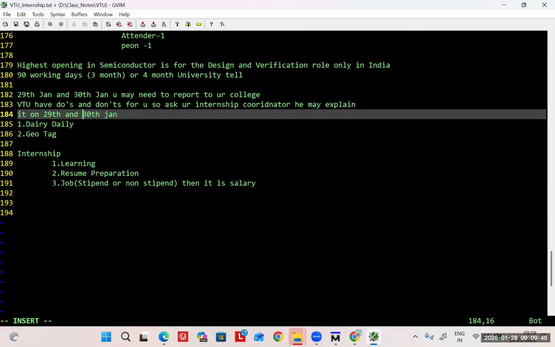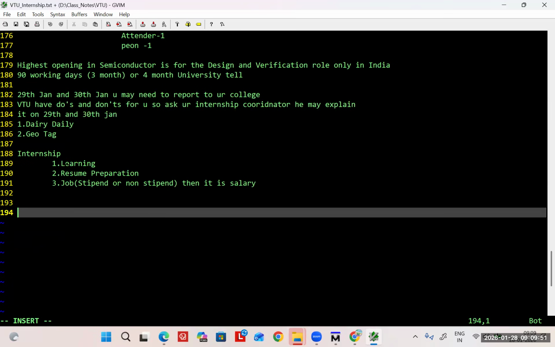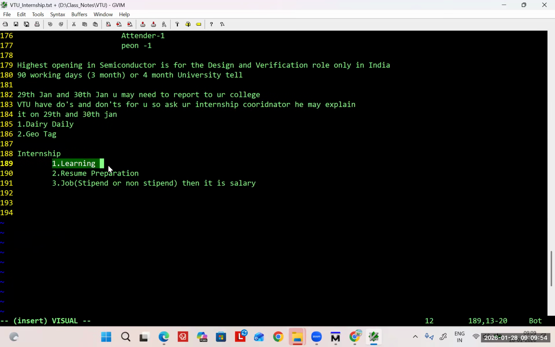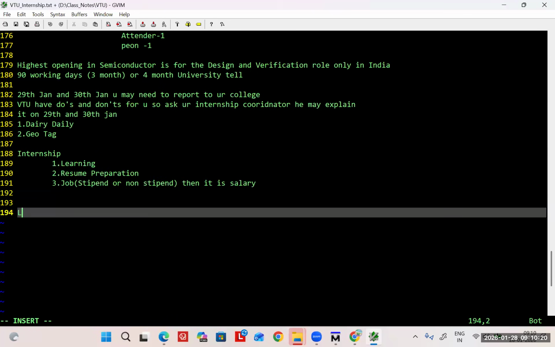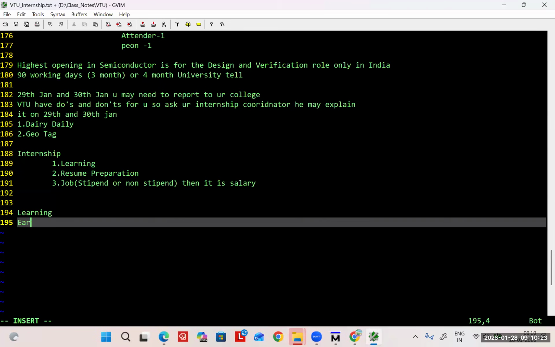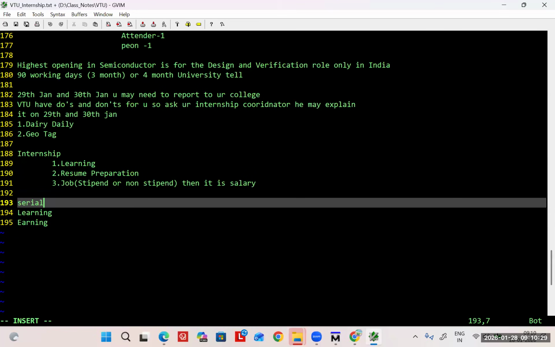Now people were asking, sir, what all will be there here? See, first learning will come. Once you do the learning, then you need to prepare your resume. Once you build the resume, only then can you go for your job. So these are the steps to get your job: learning, then preparation, then earning. Will earning happen without learning? No. Learning and earning cannot happen together. Keep in mind, it's serial. Learning, then earning. It's a serial job.